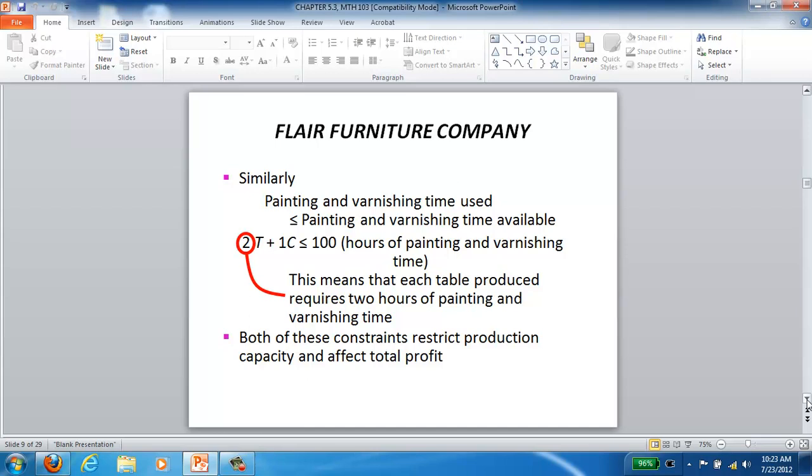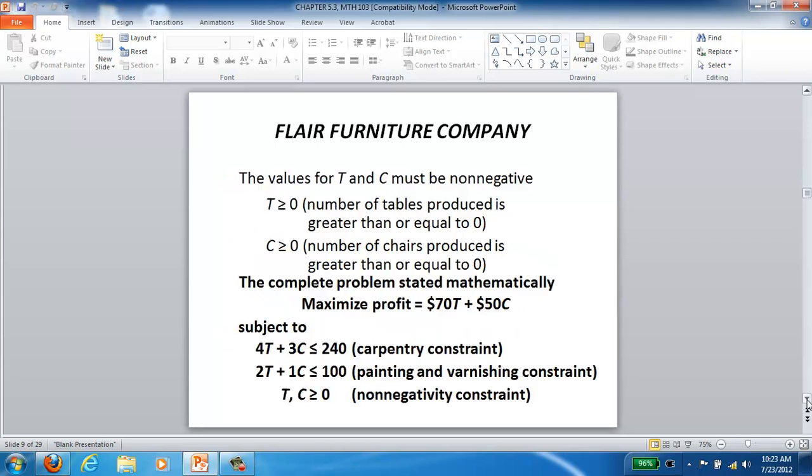Both of these constraints restrict production capacity and affect total profit. The values for T and C must be non-negative, so it is implied in every linear programming problem that we do that these values must be greater than or equal to 0. In other words, they must be non-negative.